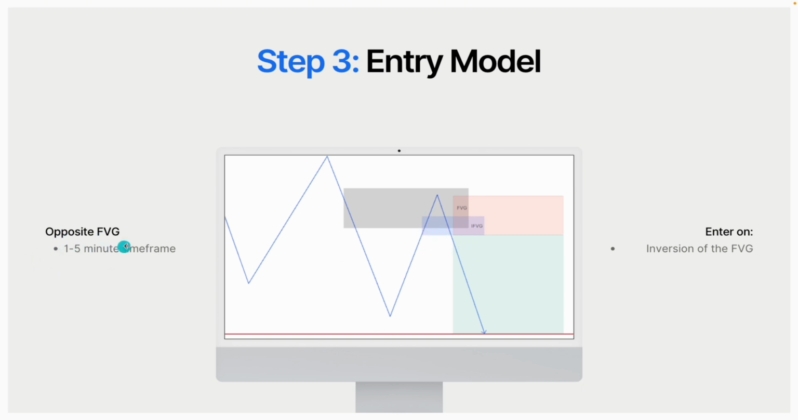Okay, so opposite fair value gap, 1 to 5 minute time frame, and you're going to enter on an inversion of it. So you've got the fair value gap that we trade back into, and then the moment we enter is when we inverse an opposing fair value gap. So this is a bearish gap because we're currently respecting bearish PD arrays because we're in a downtrend, and then this is obviously a bullish fair value gap that's created on the move into that gap, and then we're entering on the inversion of it.